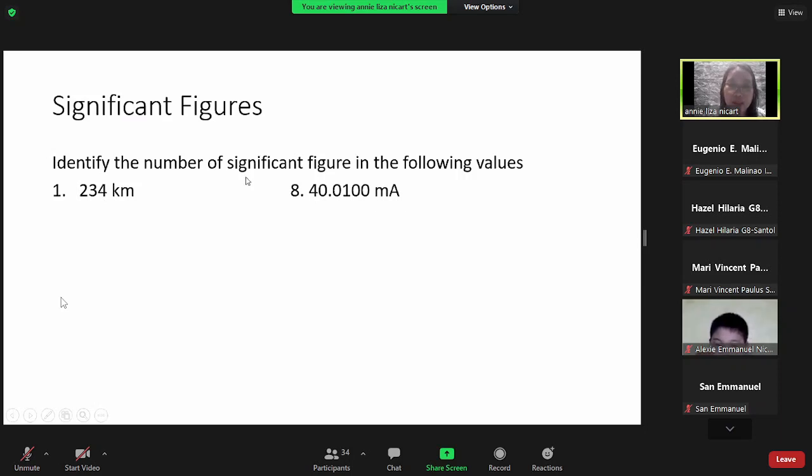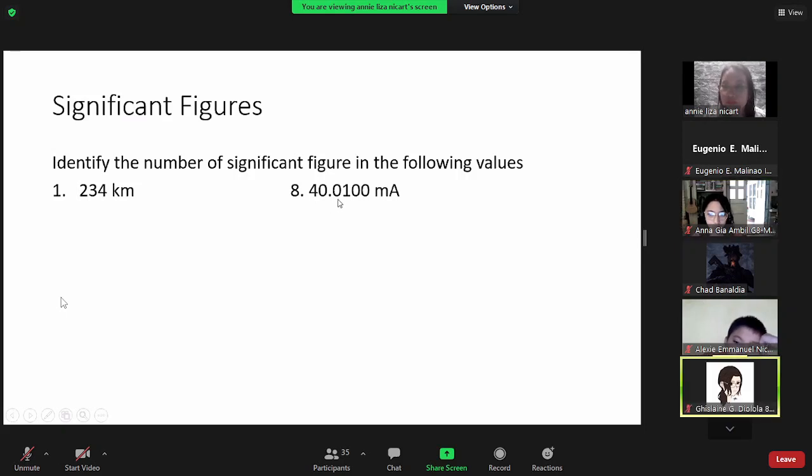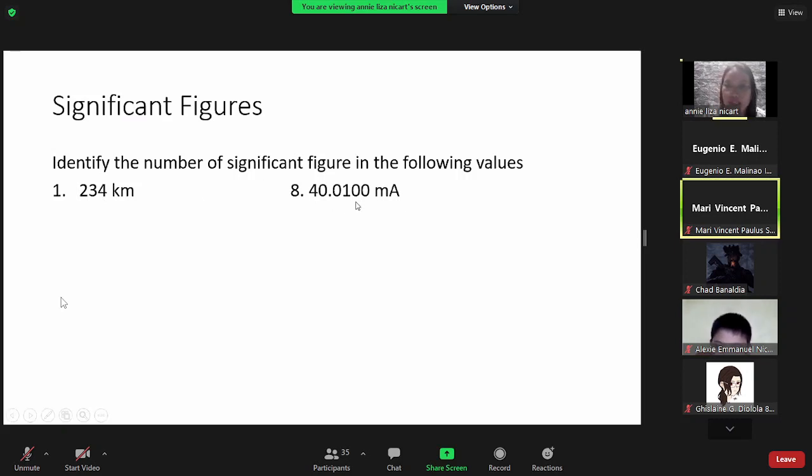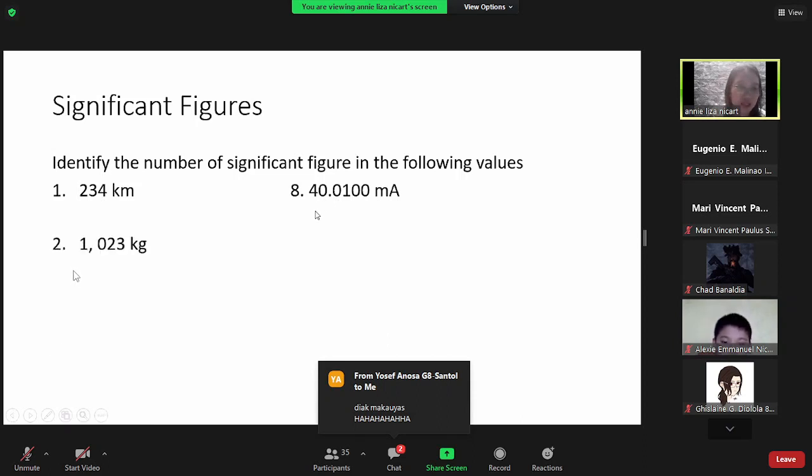Here in number 8, how many significant figures are there? 6. Okay, the answer is 6. So there are 6 significant figures. Take note of that. Number 8 is shown small because of the presentation. So 40.0100 milliamperes has 6 significant figures. Let's move on to the next.